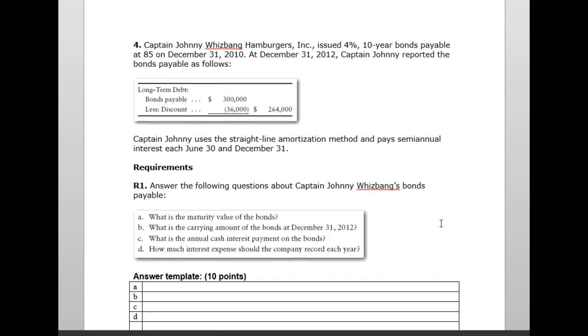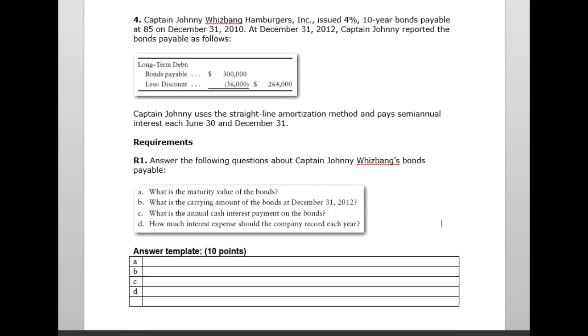And then the final one is just kind of looking at this and trying to decipher what it's really saying. So what's the maturity value of the bonds? Well, how much am I going to pay for those bonds when I'm all done? And I've already said bonds payable never change. So that's 300,000. What is the carrying amount of the bonds as of 2012? And I believe this is as of 2012 here. So the carrying amount is the bond payable less the discount.